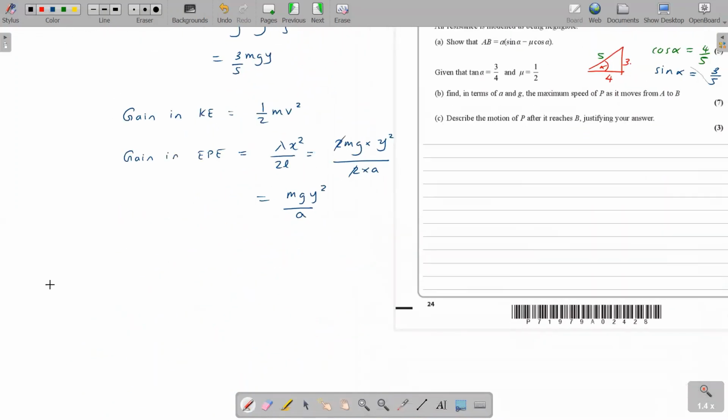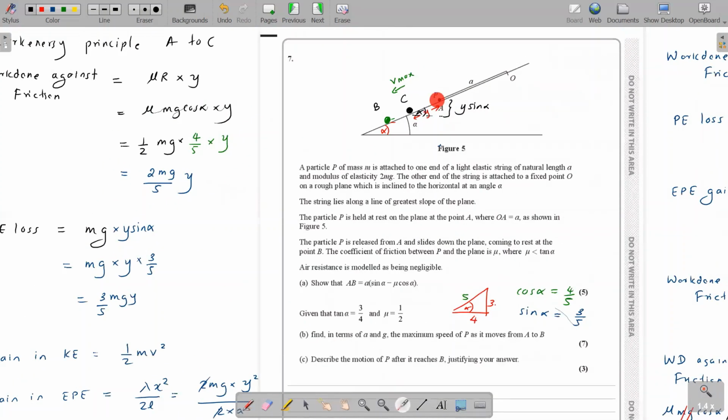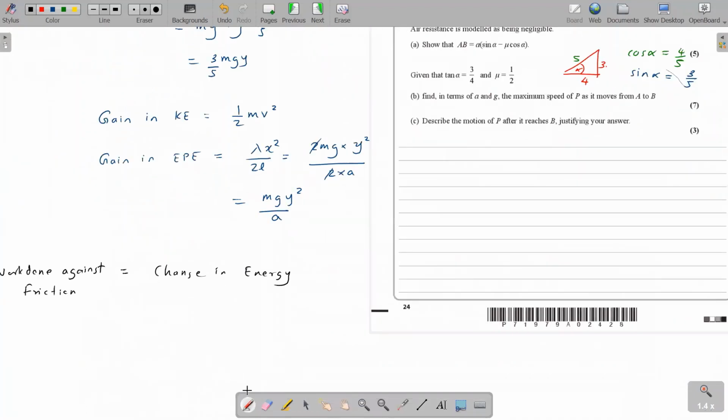Okay, time to use all these values in the work energy principle. Work done against friction equals change in energy, right? Initial energy minus final energy. This is the equation. So what are the changes in energy that we have? First, the place where we start: you can see definitely initial energy is higher than the final. At the initial place, the only energy that we consider is that it's above the lowest point, it's going below. Therefore, we use the potential energy loss as the beginning.